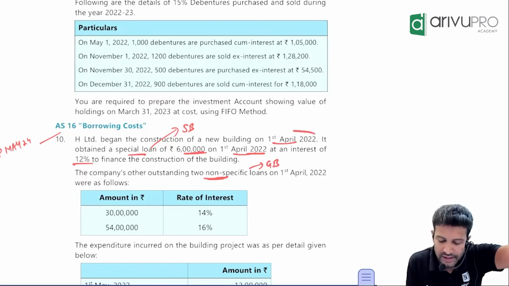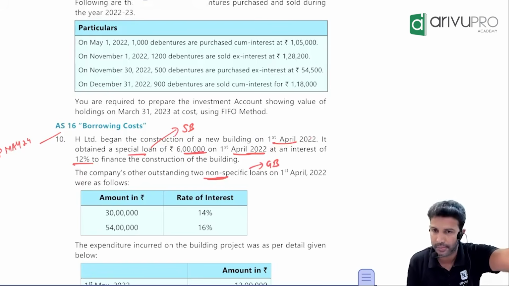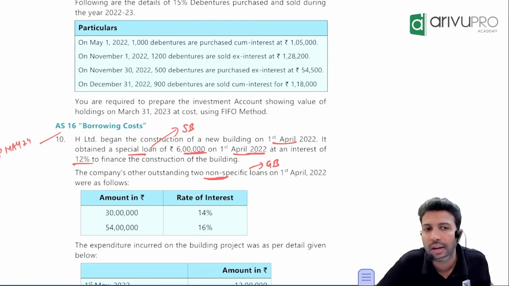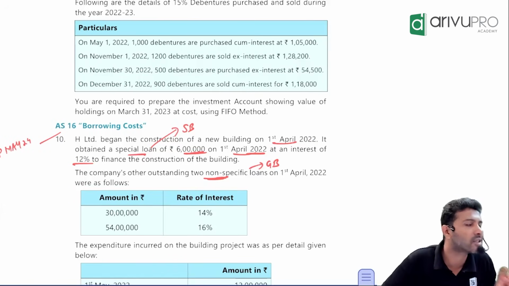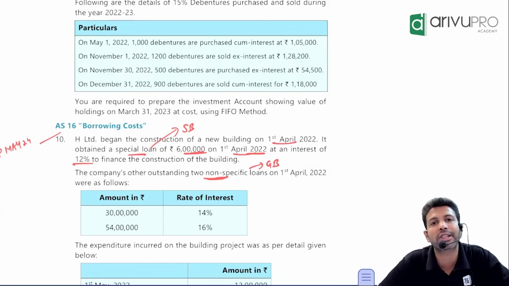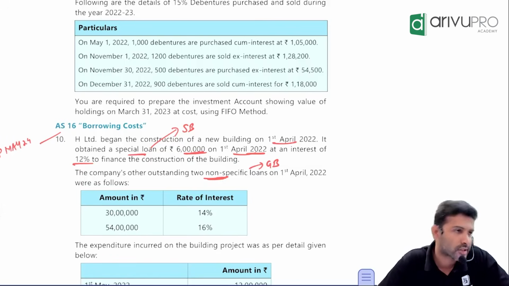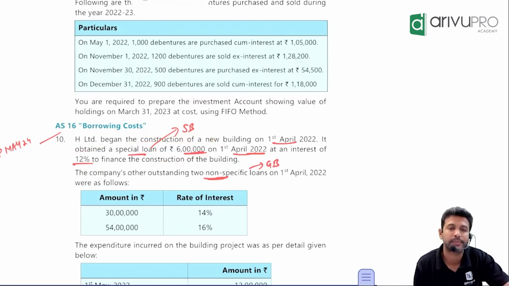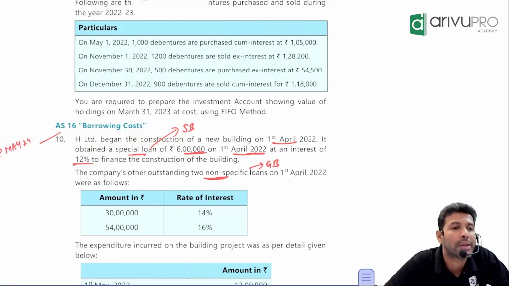Expenditure on the qualifying asset also started on what day? 1st April. The activities also, if they don't tell anything, we'll assume they started on 1st April only. So all the conditions are satisfied on what day? 1st April. So you will commence borrowing cost capitalization from 1st April only. So how much interest cost will you capitalize? 6 lakh at 12%. How much?